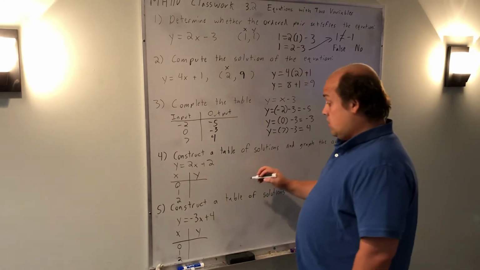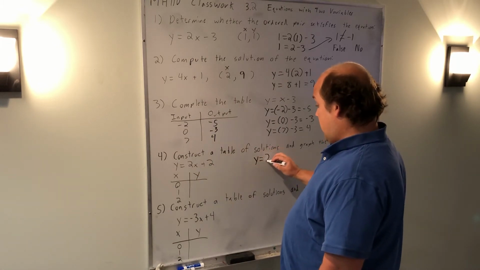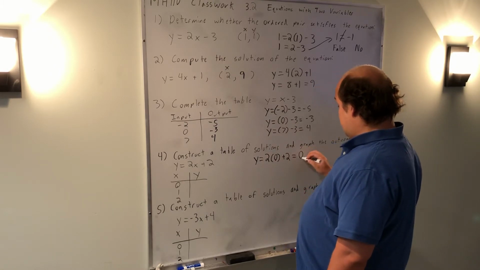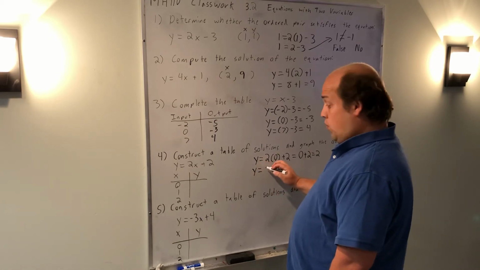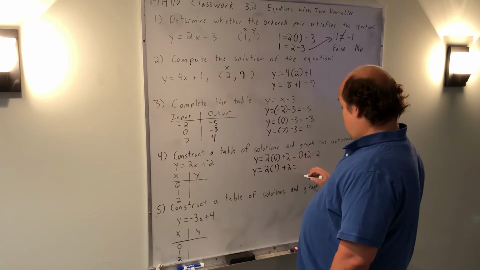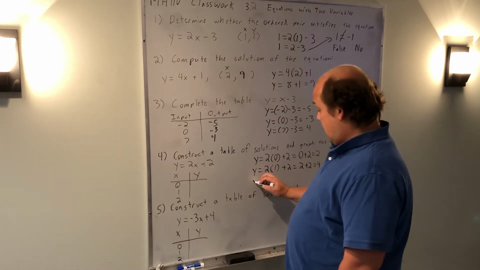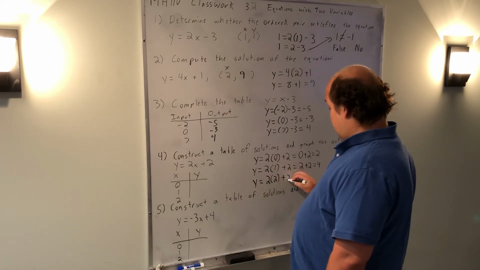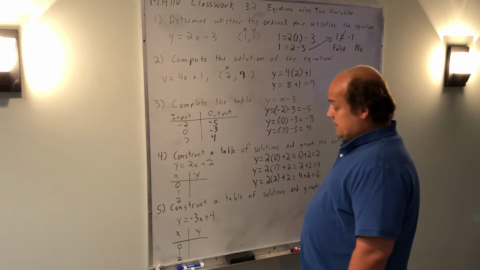Same idea in problem number 4, except in the end, we're going to be asked to graph the outcome. So we start out with y equals 2x plus 2. Y equals 2 times 0 plus 2. That gives me 0 plus 2 equals 2. When I do it with 1 for x, y equals 2 times 1 plus 2. That equals 2 plus 2, which gives me 4. And finally, when I do it with 2 for x, y equals 2 times 2 plus 2, which is 4 plus 2, and gives me 6.